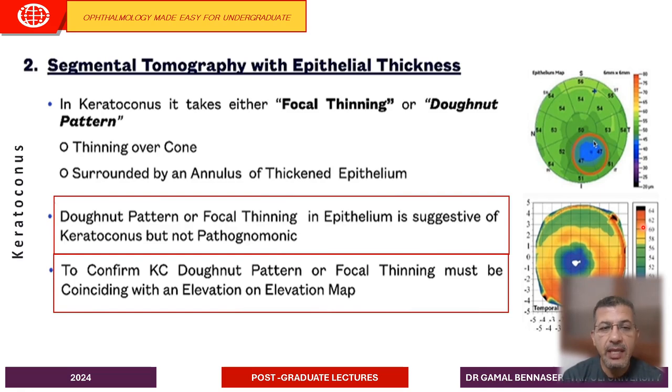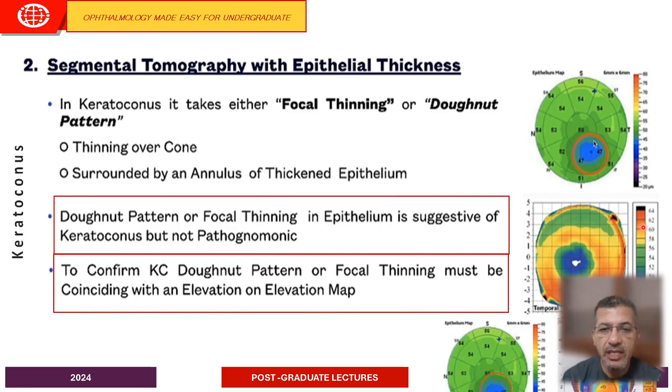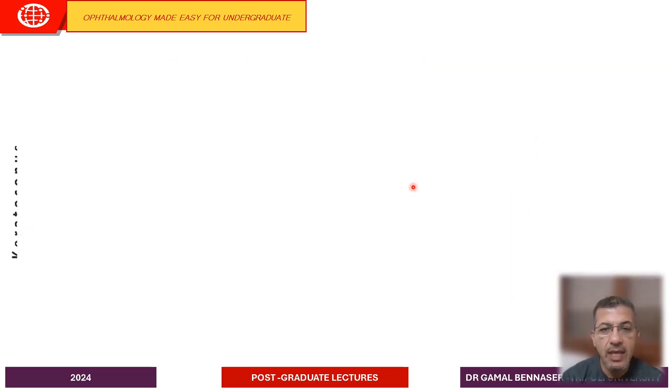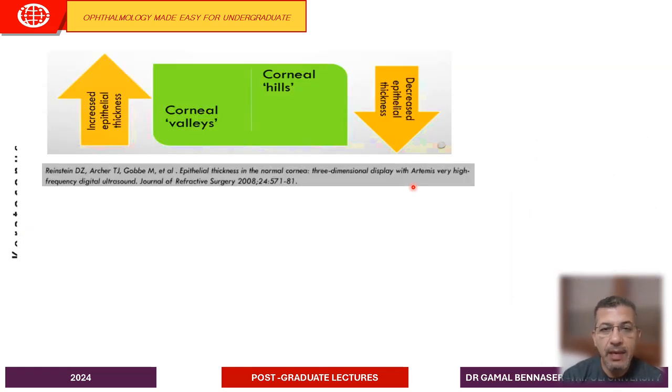If you have typical changes in the posterior surface of the cornea suggestive of keratoconus with corresponding changes in the epithelial map, this will be pathognomonic for keratoconus. So the epithelial mapping is a very important tool for early diagnosis of keratoconus.